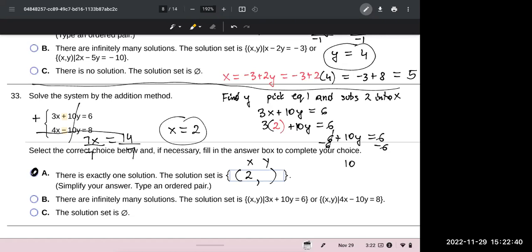You're getting 10y equals 0, and then divide both sides by 10. So 0 divided by 10 is just 0. So the y coordinate of the solution is 0. So this is our solution, (2, 0).